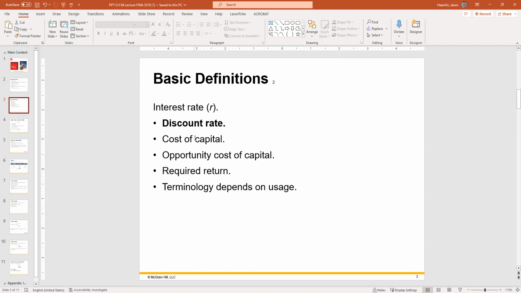There are different ways to call this rate. You can call it interest rate. You may hear the term discount rate, cost of capital, opportunity cost of capital, opportunity cost by itself, required return. Which term they use will depend on the scenario and the context.